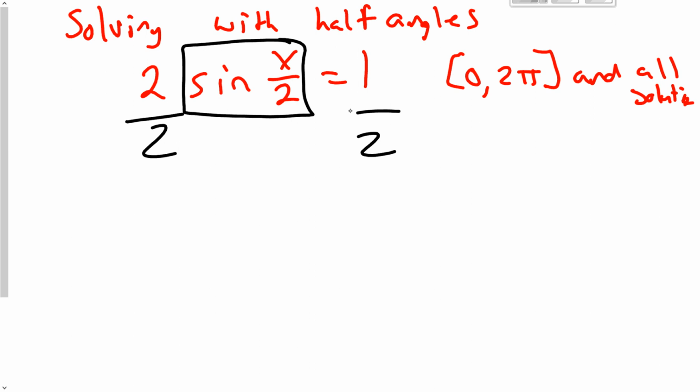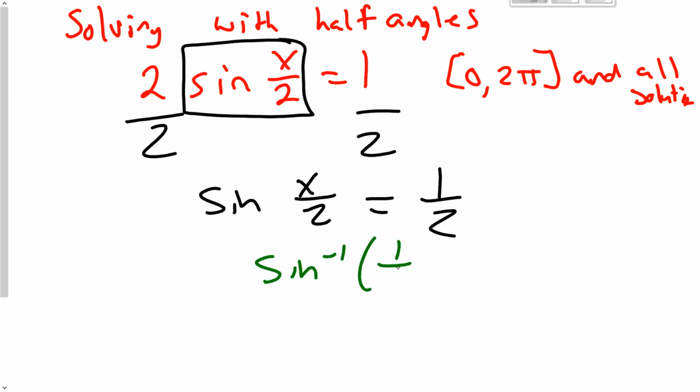So we divide by 2 on both sides, so then we have our trig function by itself. Even that angle, x over 2, we leave it as x over 2. And now we ask ourselves, sine of what angle is 1/2? Or you could write the inverse way, inverse sine of 1/2 equals x over 2.